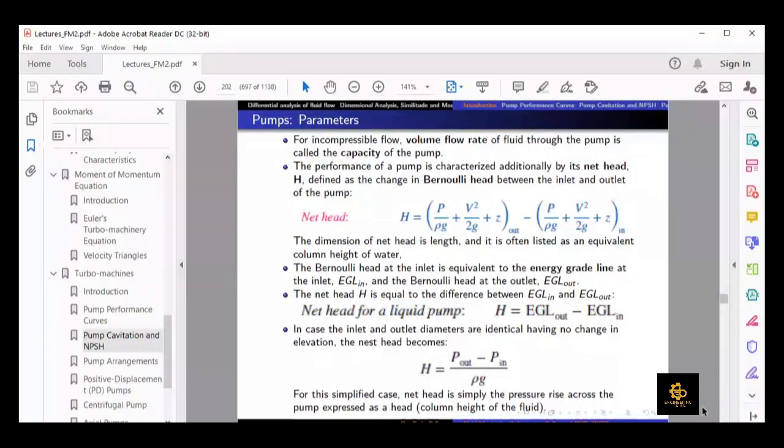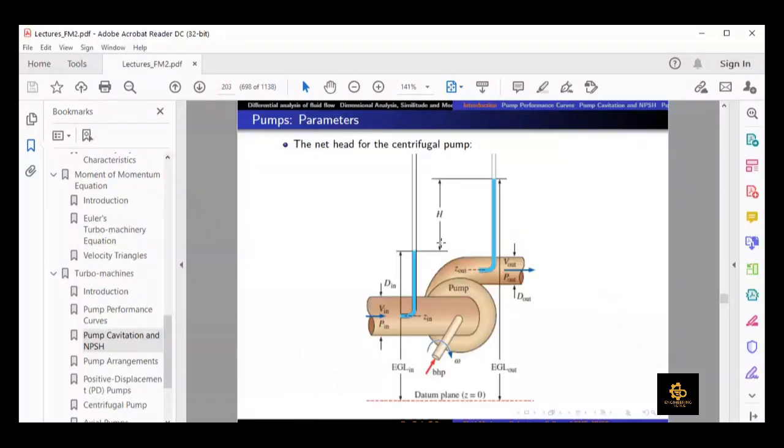Because this is head, it would be in feet or inches of the fluid. So that H is the height of the column which is shown here. We can measure it in feet, or it depends on the fluid we are using in the pressure measuring device like a manometer or whatever we are using. Energy grade line at the inlet is equal to this, and energy grade line at the outlet is this. So the difference between the energy grade line at the outlet of the pump and the energy grade line at the inlet of the pump gives us the net head which is being imparted on the fluid.